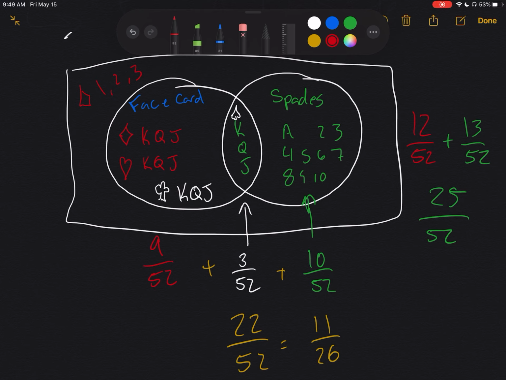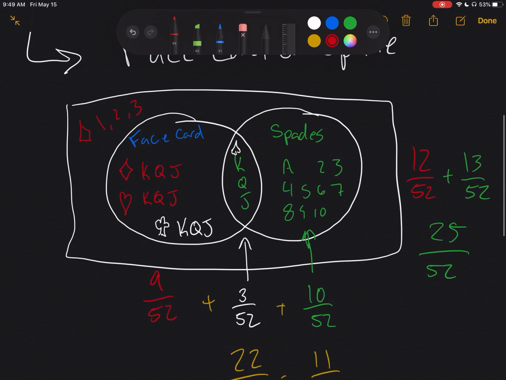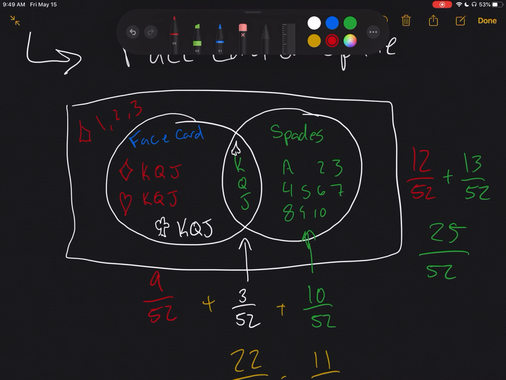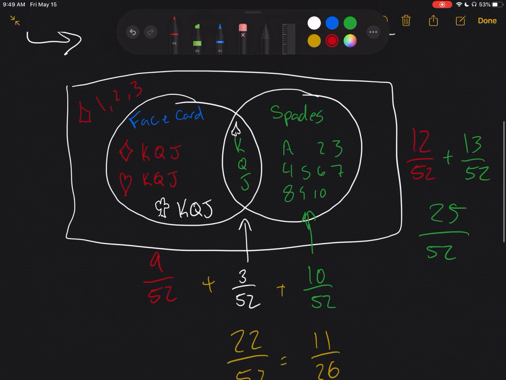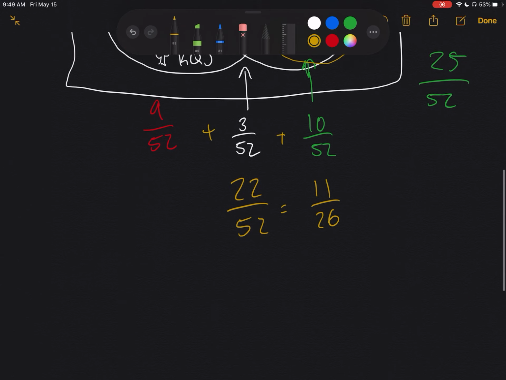So if I want a face card or a spade, well, then I count up everything that's in the circles that's a face card or a spade. Okay. I could have also said I want all the spades that are not face cards, right? And so then, we would have to take out the king, the queen, and the jack, and we would just look at the spades here. So by drawing this Venn diagram, it kind of allows us to more easily look at something like this, right?